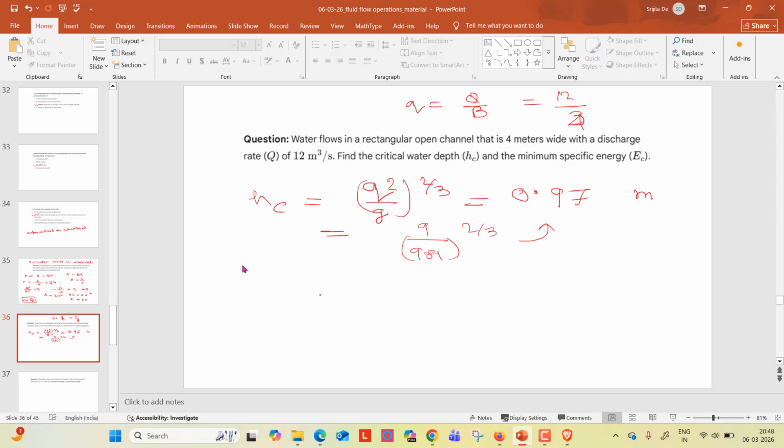And EC is the minimum specific energy, we know, 1.5 HC. So it is coming as 1.455 meter. Okay, sorry, it is head, energy head. Yeah, it is meter.